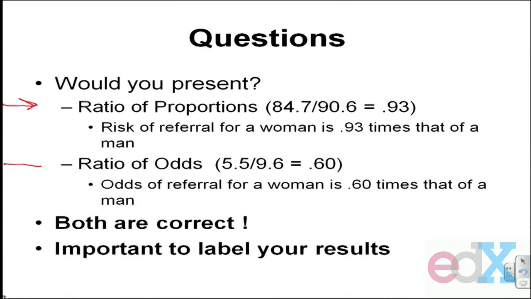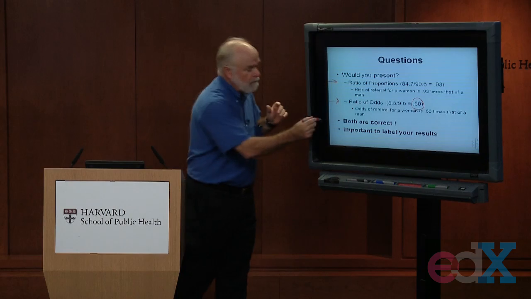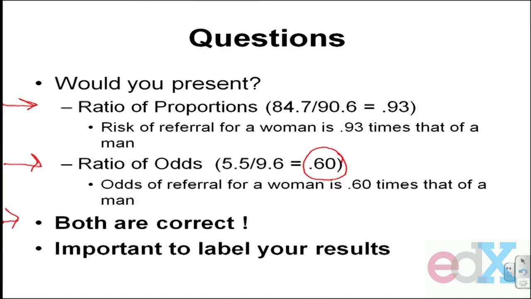Or would you rather use odds as your measure of outcome and say that the odds of being referred to a specialist for a male are 9.6, whereas the odds of being referred to a specialist for a female are 5.5. And the ratio, 5.5 divided by 9.6, says that the odds of being referred to a specialist for a woman is only 60% of that for a male. Now, the important point here that I'm trying to stress is both of those conclusions are correct. They might sound different, but they are correctly describing the relative frequency of referral for women versus males, one using proportions, risks, if you want, as your outcome measure, the other using odds. And the reason the results are different is because we're talking about a very common outcome in this situation.